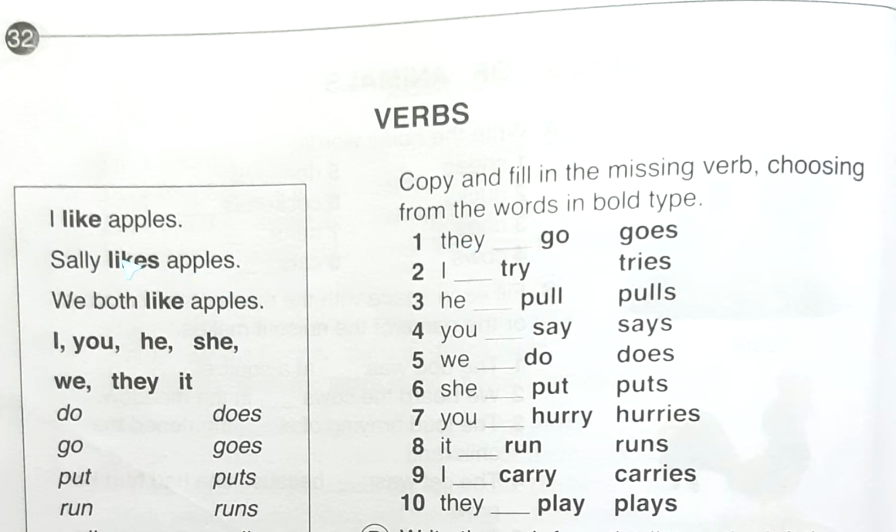You see here in this place, "I like apples." After that, the verb "like" is used here, but here it has changed its form. See, "Sally likes apples." Here in this place there was no s, but here we have found an s. Again, see, "We both like apples." Here again the s has gone from this place.